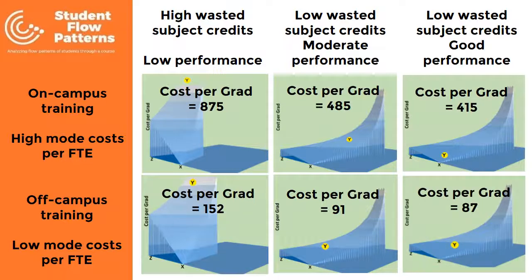The sixth calculation is the last for the off-campus training examples, also with a low number of subject credits wasted. Student throughput performance for the training course is improving to a level now described as good. The calculated cost per graduate drops slightly to 87 units per graduate, which is only 10% of the value for the first calculation.